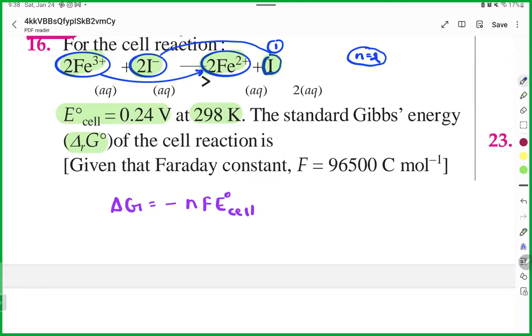This is most important. Remaining thing is minus n value 2. F value is already given, 96,500 coulomb per mole, and E naught cell is also given, 0.24. Tell me guys, was it difficult? Even without the options, you can solve this question.